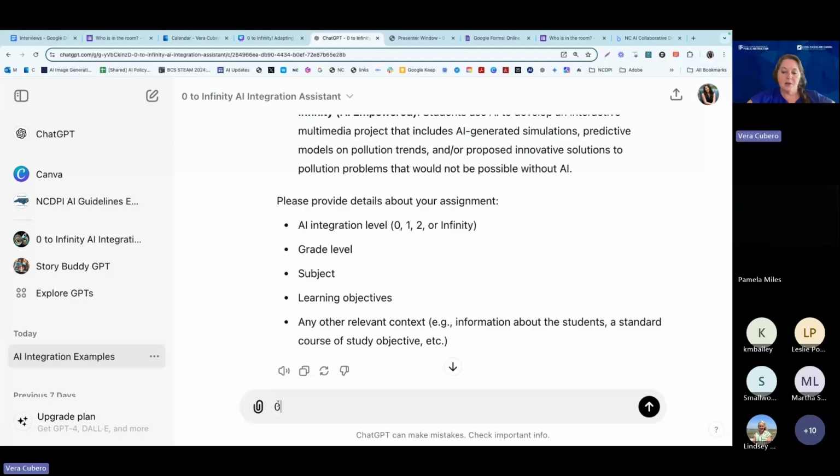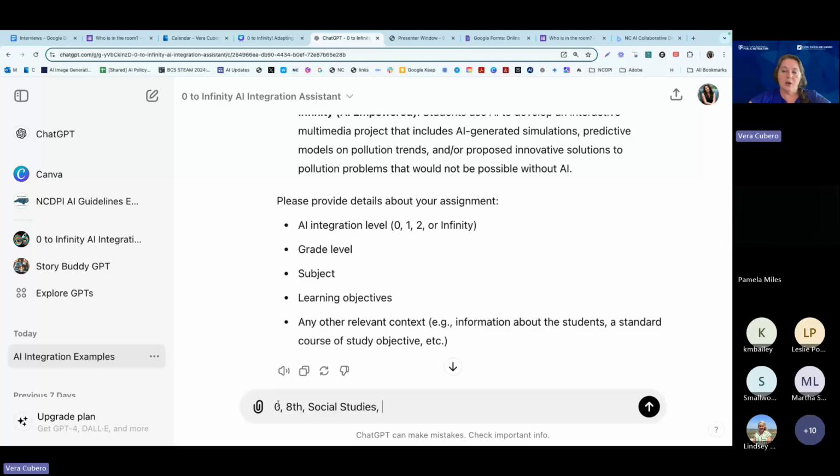I'm just typing 0, a comma, and then I'm going to give the grade level. I'm going to say 8th grade. That was the last grade that I taught. So it's going to be 8th grade. And then the subject matter, I'm going to say social studies.